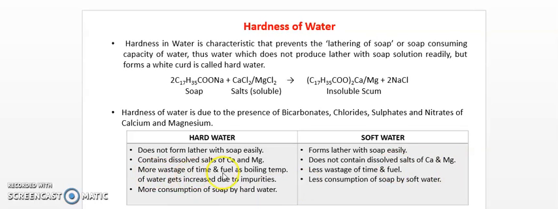More time and fuel are wasted with hard water because the boiling point of water gets increased due to the presence of impurities. In soft water, there is less wastage of time and fuel. More soap is consumed by hard water, and less soap is consumed by soft water.